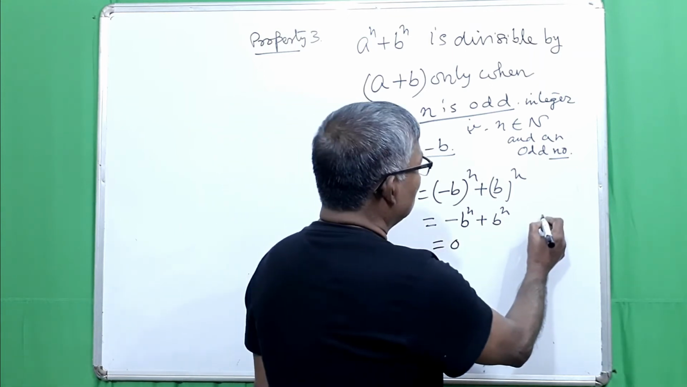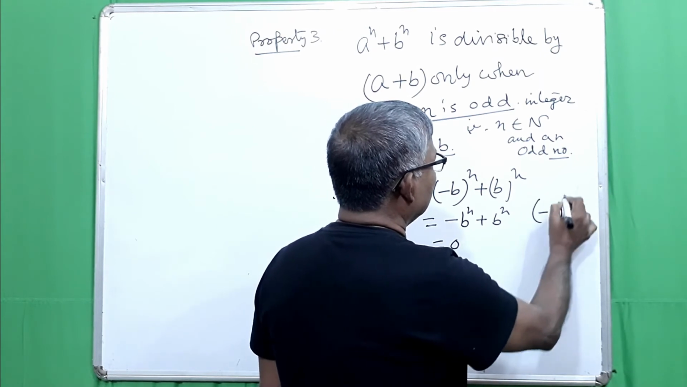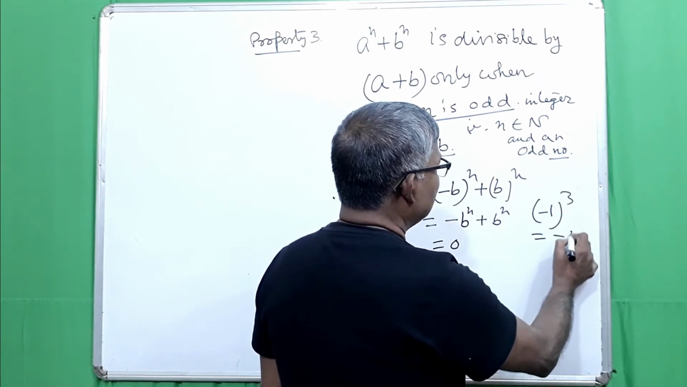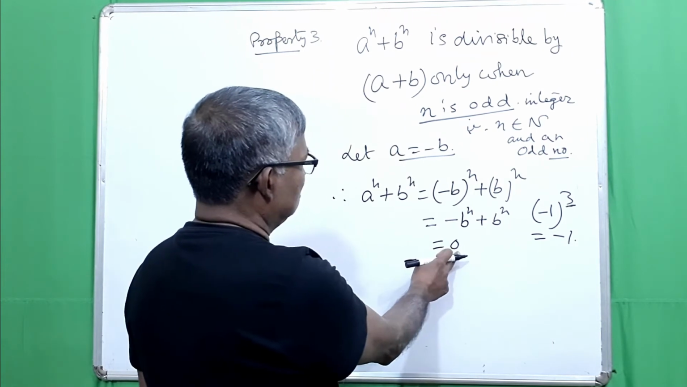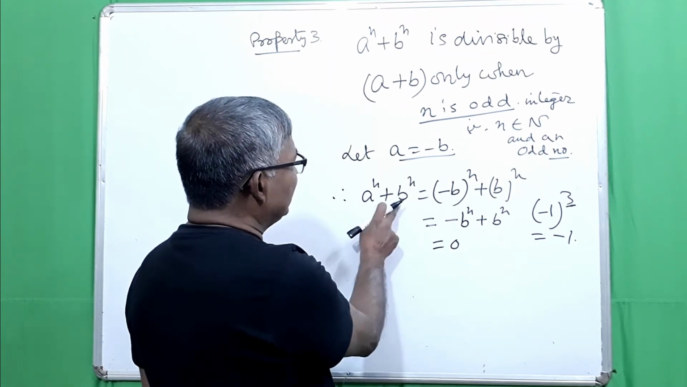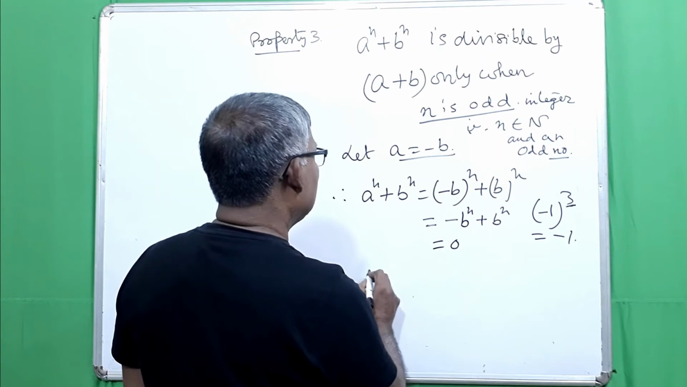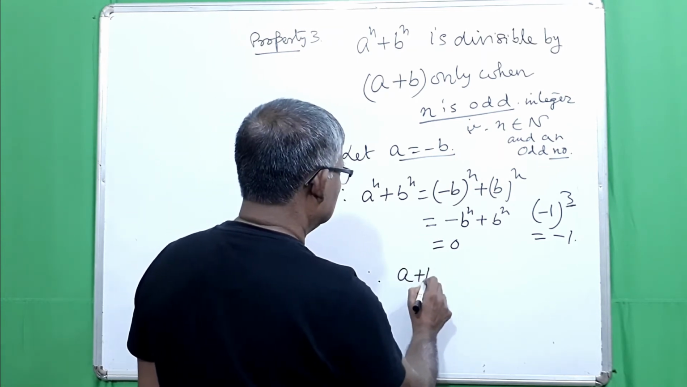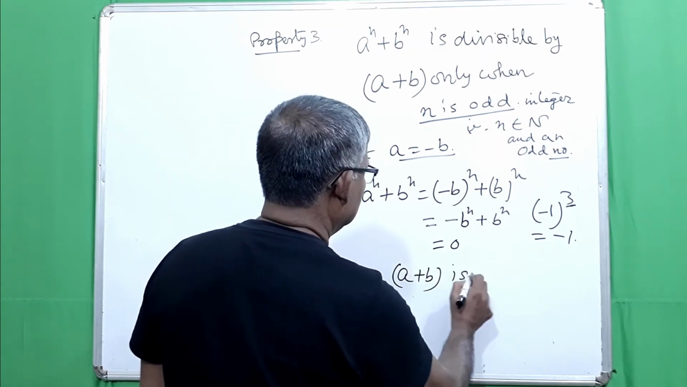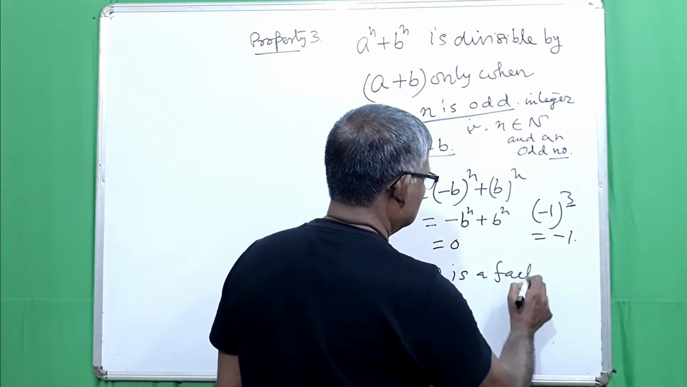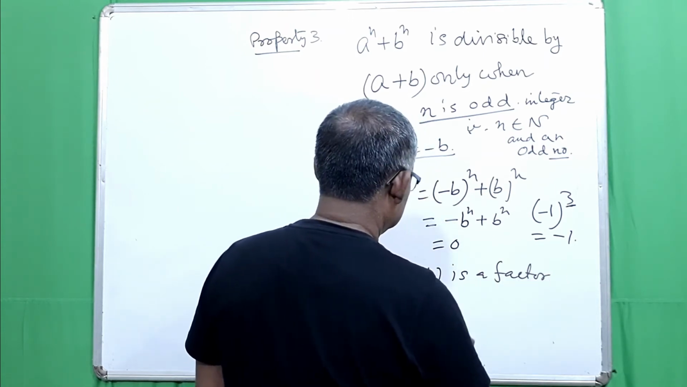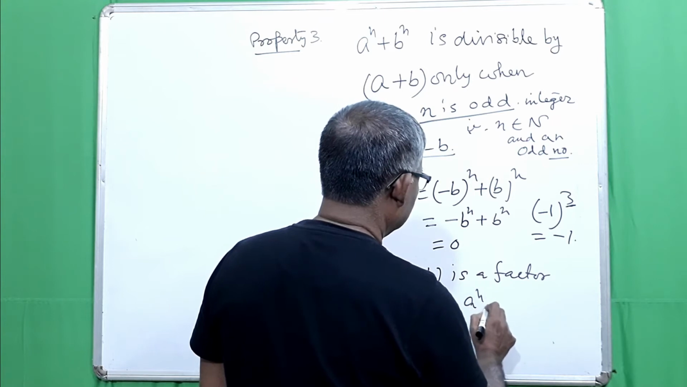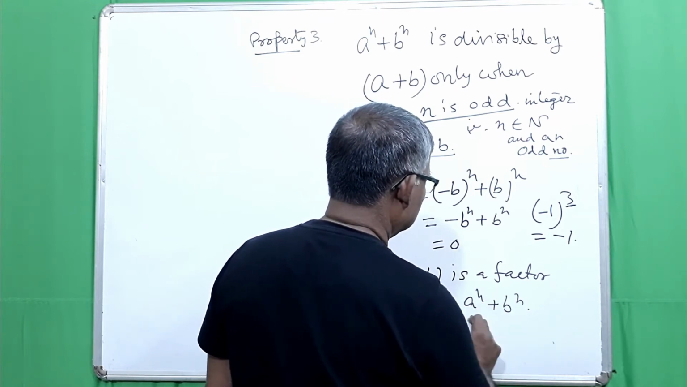Students, we know (-1)^3 equals -1. So a^n plus b^n equals 0. Therefore a plus b is a factor of a^n plus b^n.